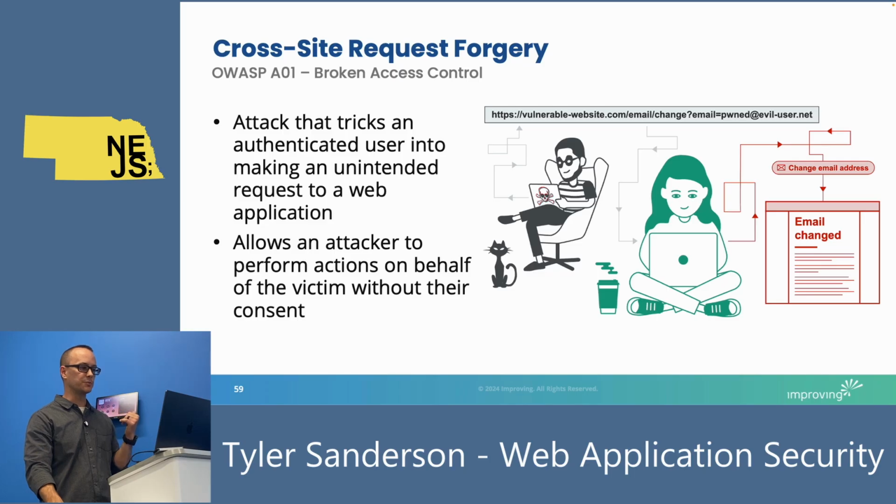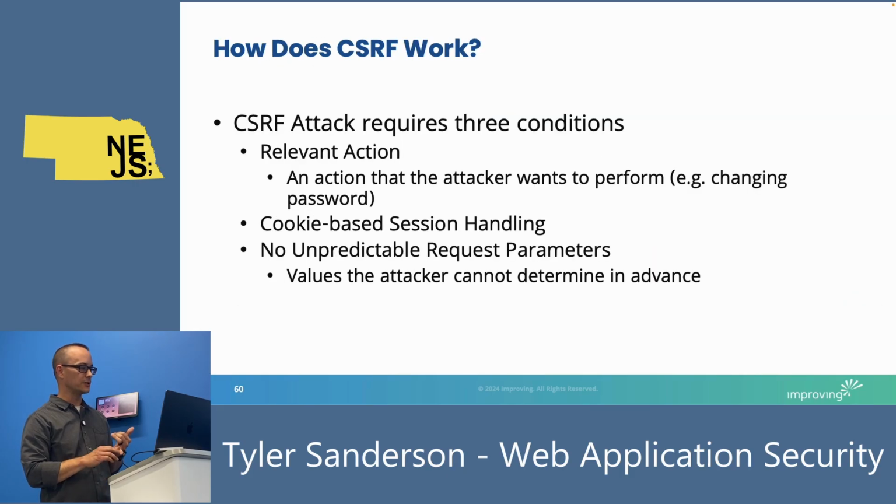But I don't. However, as we discussed previously, the browser will send cookies on any subsequent requests for cookies that it has. So for a cross-site request forgery attack to work, it has to have a relevant action, something like changing a password or making a bank transfer, cookie-based session handling, and then no unpredictable request parameters. And we'll come back to that third one; that's a means of prevention. But essentially, if I can trick your browser into making this request, and it sends those cookies on your behalf, then I could potentially do a cross-site request forgery attack and get you to make a request that you never intended to do.